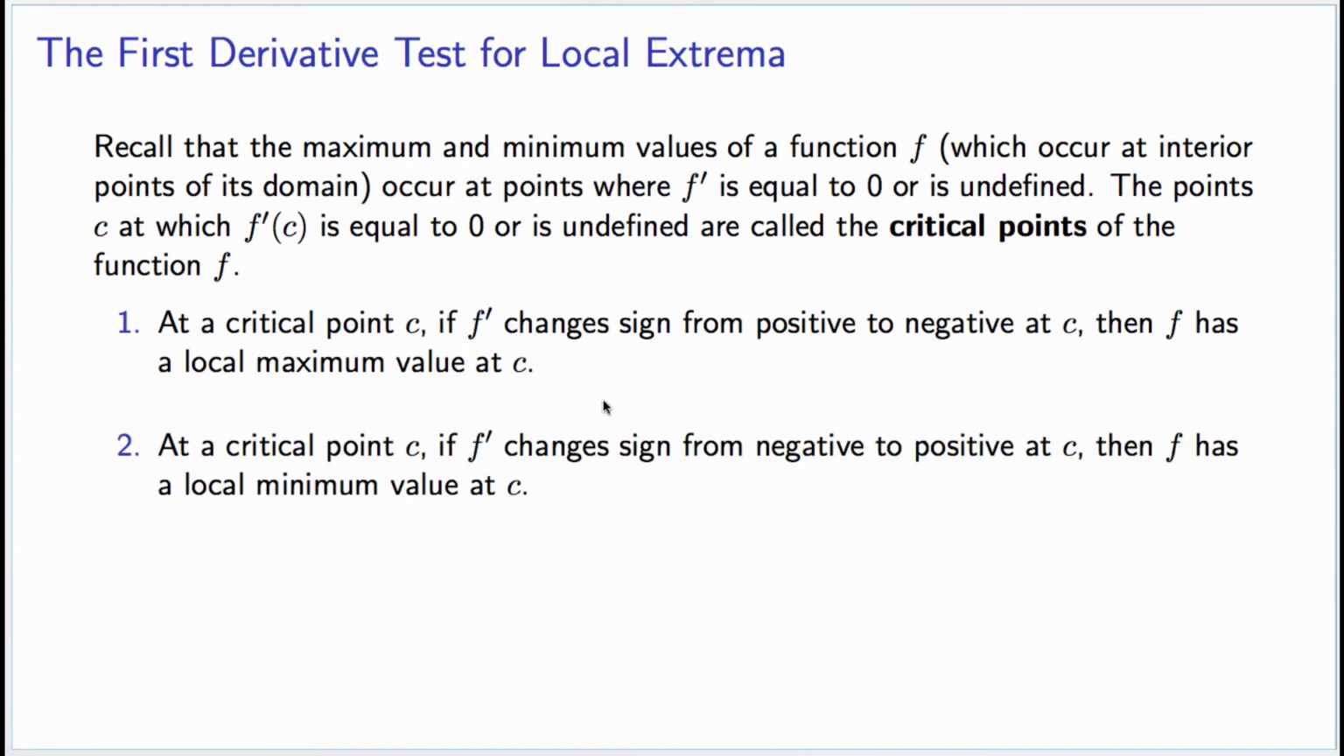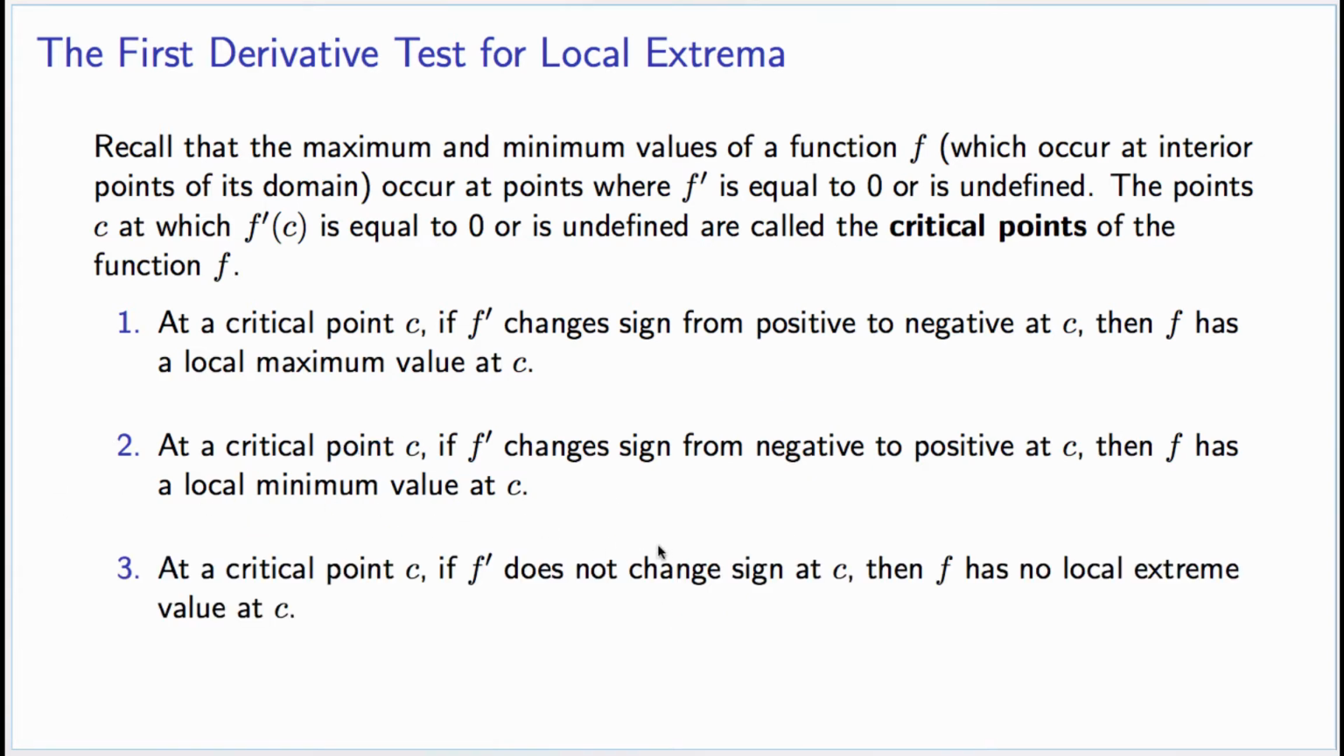Similarly, if our derivative changes from negative, meaning our function is decreasing, to positive, meaning our function is increasing, so our function goes from decreasing to increasing, then we have a local minimum value at our point. And finally, if f prime does not change sign, so if we stay increasing, that might look something like this, or if we stay decreasing, that might look something like this, then we actually don't have an extreme value. So we don't have a max or a min at our given point c.